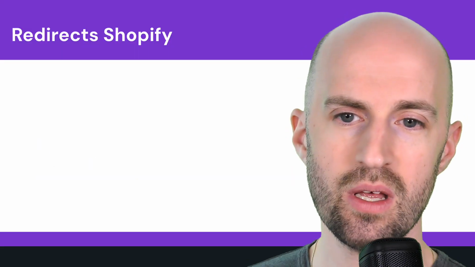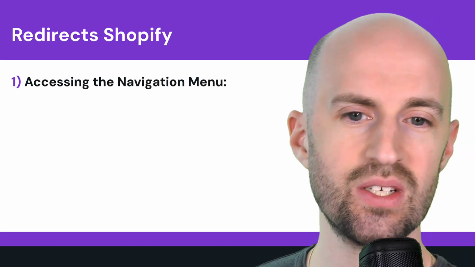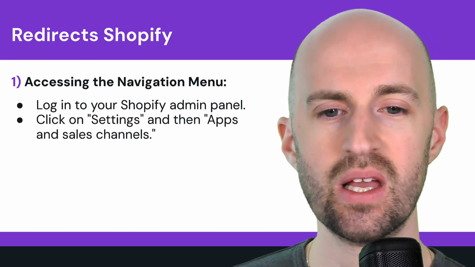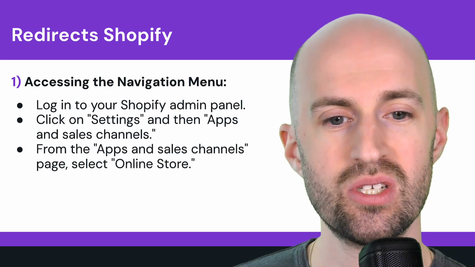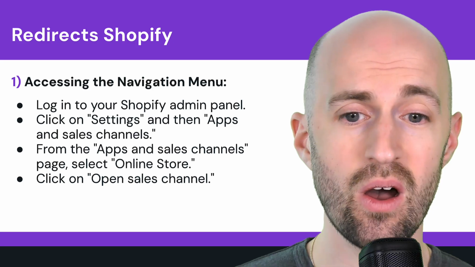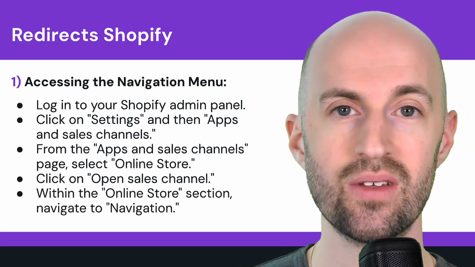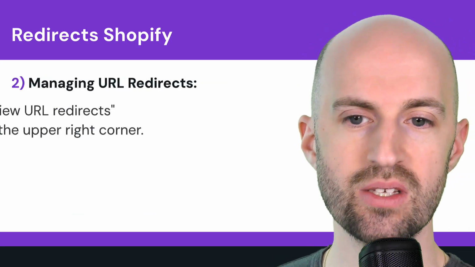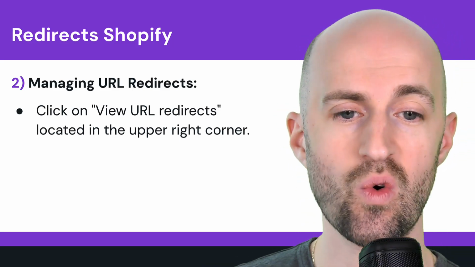So let's talk about redirects in Shopify and the steps to do that. The first step is to access the navigation menu. Log into your Shopify admin panel, click on Settings, and then Apps and Sales Channels. From the Apps and Sales Channels page, select Online Store, then click on Open Sales Channel. Within the Online Store section, navigate to Navigation. Next, you want to manage the URL redirects. Click on View URL Redirects located in the upper right-hand corner.